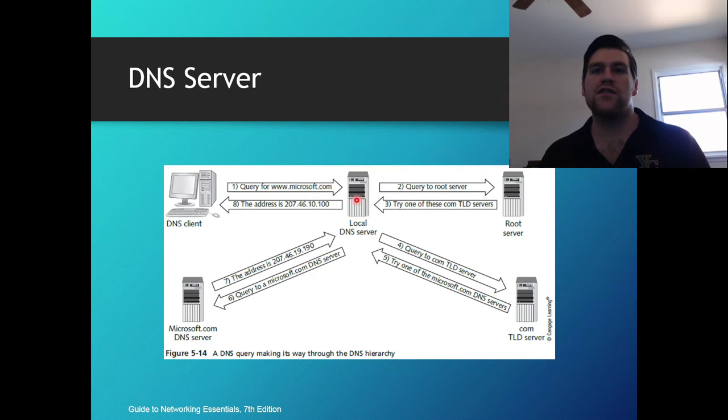So now your local DNS server says, okay, great. And it queries the Microsoft.com DNS server, who says, okay, the IP address of the website that you're looking for is 207.46.119.190. And it sends that back. And finally, the local DNS server sends that as a response to your DNS client.